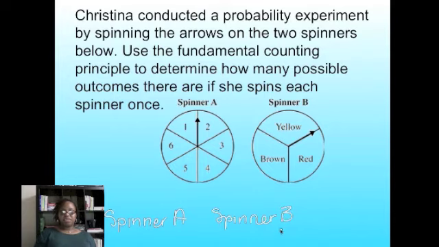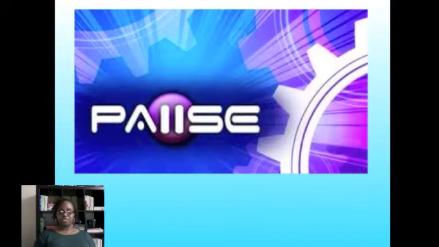Okay. Then we want to list how many choices there are for each category. So you've got 1, 2, 3, 4, 5, 6. So 6 choices on spinner A and 1, 2, 3 choices on spinner B. And all we do is multiply those 6 times 3 to get that there are 18 possible outcomes here. 18 possible outcomes. Easy enough, right? All right, so then since that was so easy, go ahead and pause the video while you work the last example.